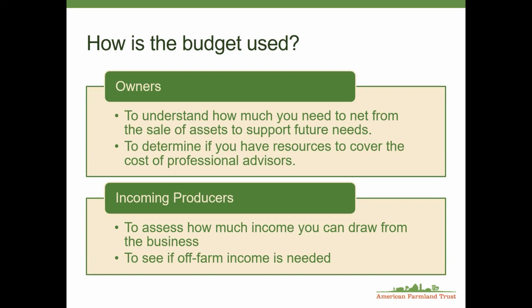To wrap up, the budget is another financial tool. It can help both parties plan for the cost of the transfer, which could include professional advisors, payments to acquire assets, debt service, and improvements in the operation. It can also help estimate how much income is needed from the farm to support personal financial needs. If there is a budget shortfall, the two parties may consider how the incoming farmer could acquire assets in stages or over time. This can help the owner determine how much they'll need to get from the sale of their assets to support their future needs.